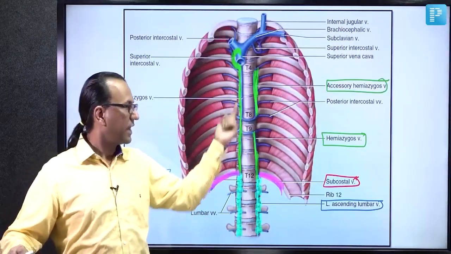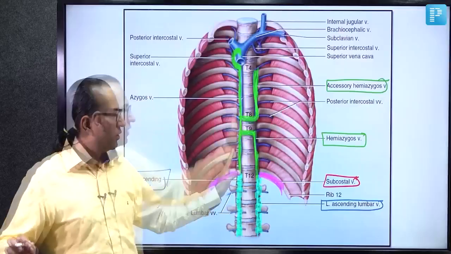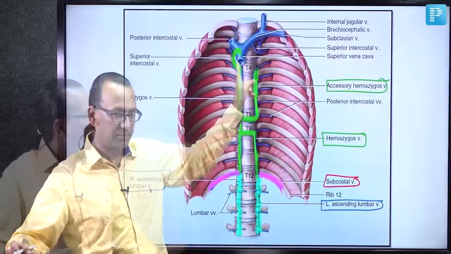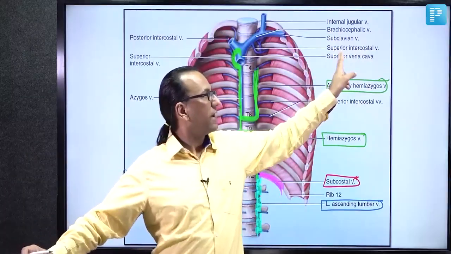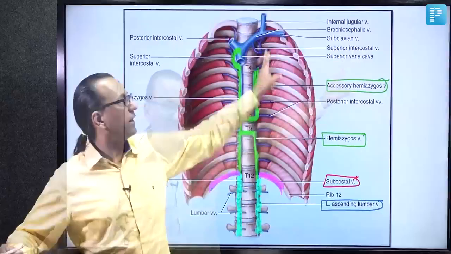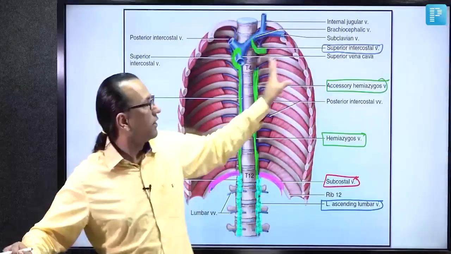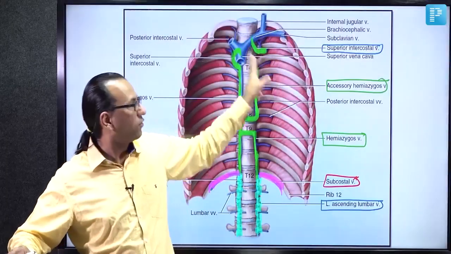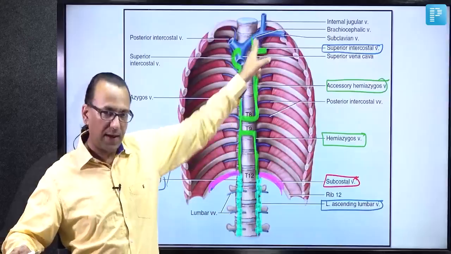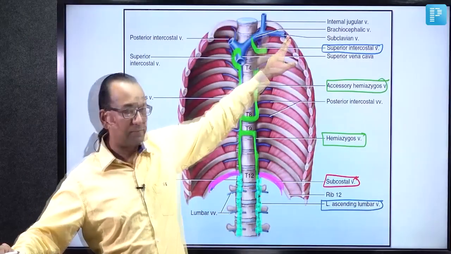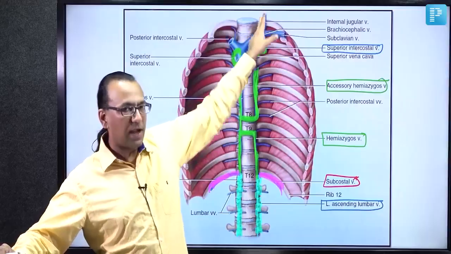Now all the blood is in the azygous vein, and then the blood will enter the superior vena cava at the T4 vertebral level. Remember, there is a superior intercostal vein on either side. It's formed by the first 2 or 3 posterior intercostal veins. And the superior intercostal vein on the left side drains into the left brachiocephalic vein. This is formed by the union of the left subclavian vein from the upper limb and the left internal jugular vein from the head and neck region.